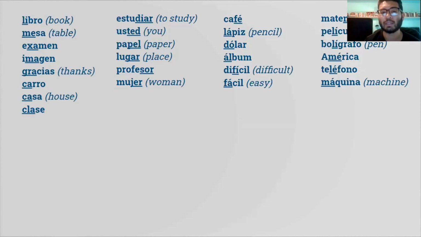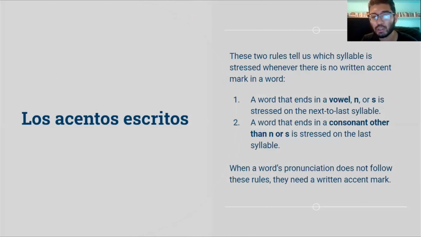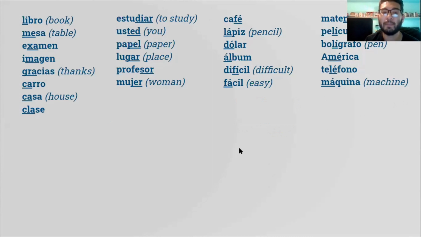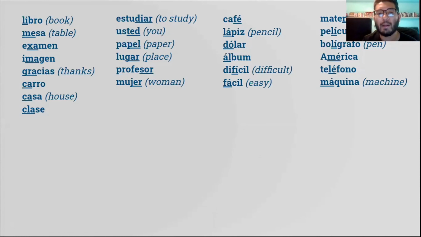However, we also have cases where the words do require a written accent mark because they do not follow one of the two rules that we mentioned. For example, café. Café ends on a vowel, but it has its emphasis on the last syllable, not second to last. We do not say café, we say café. Lápiz, dólar, álbum, difícil, fácil, no? Again, café, lápiz, dólar, álbum, difícil, fácil.